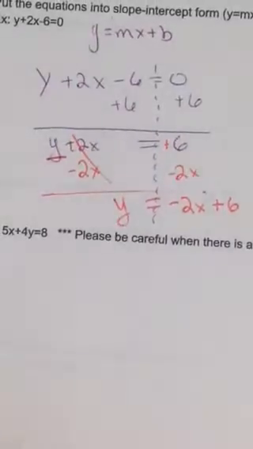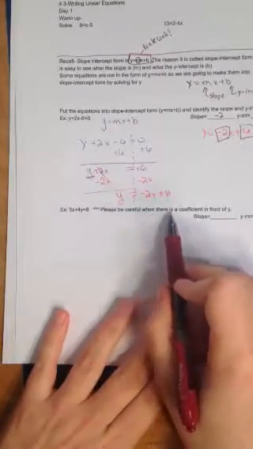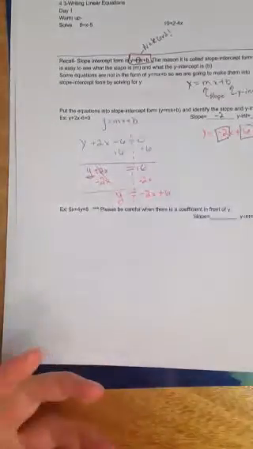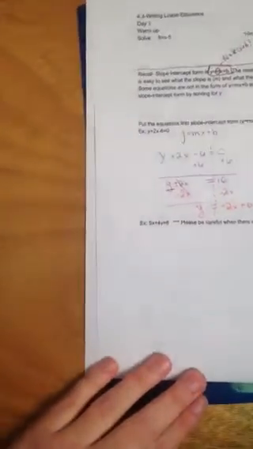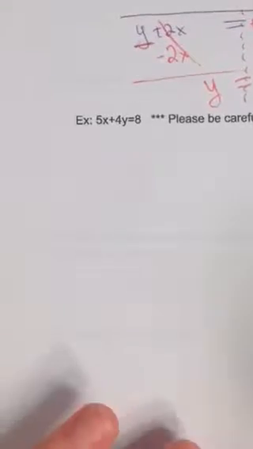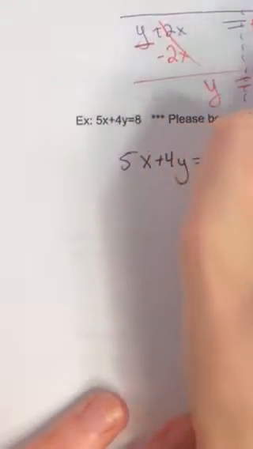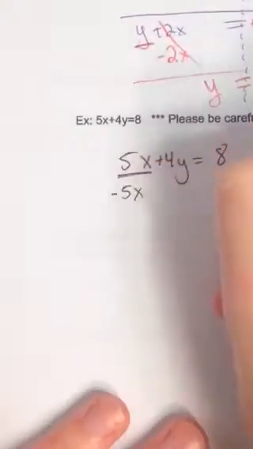All right. A very similar problem. Now this one, it says, please be careful when there's a coefficient in front of y. Remember, coefficient just means a number in front of the variable. So when we're solving something like this, we need to be very careful. So I'm going to zoom in so you guys can see everything. So I have 5x plus 4y equals 8. Okay. Now the first thing I want to get y by itself. So this 5x is stopping it. So I'm going to subtract 5x from both sides.